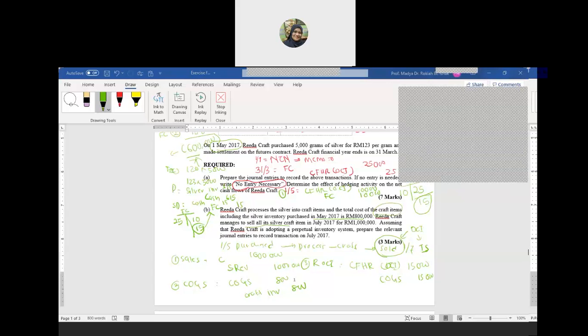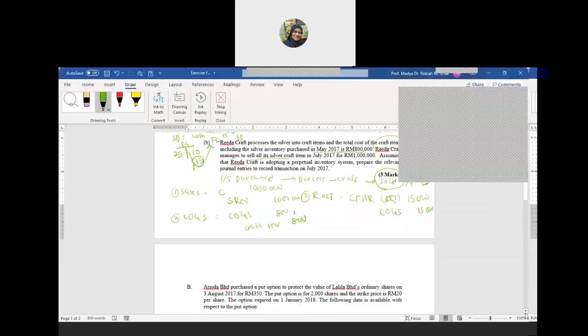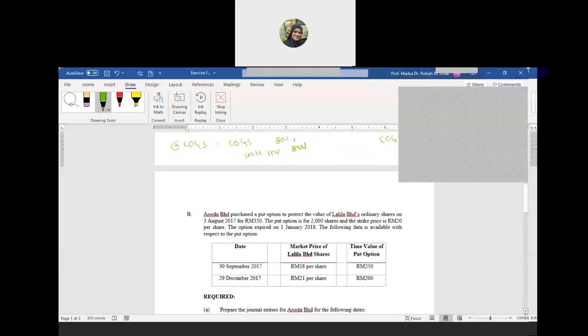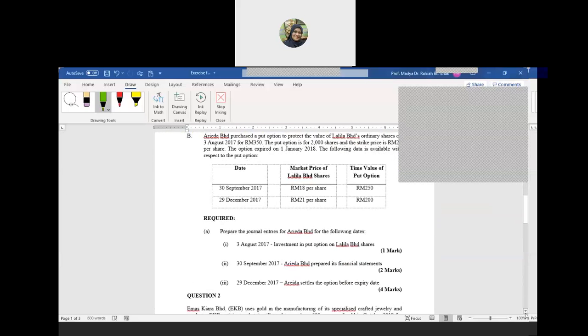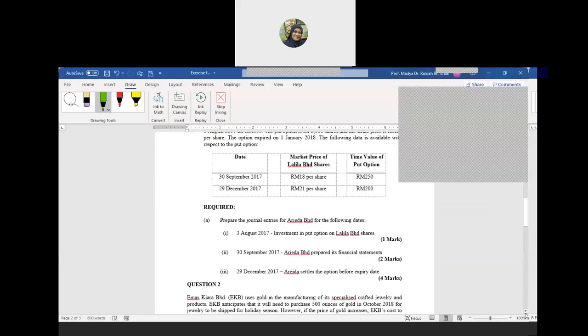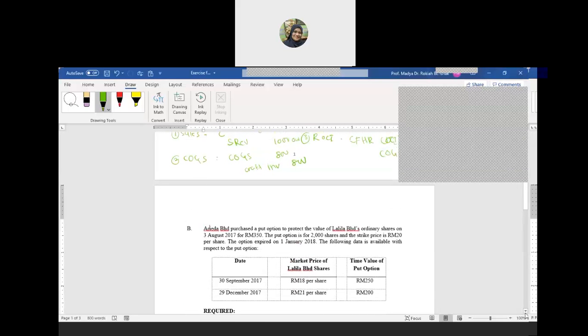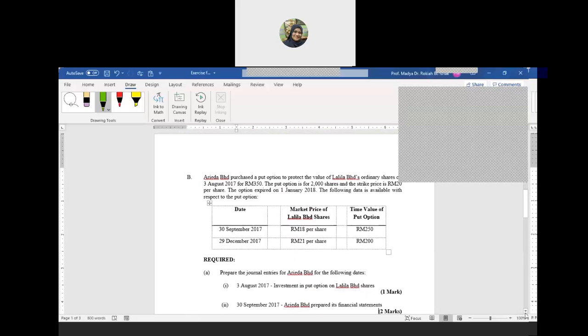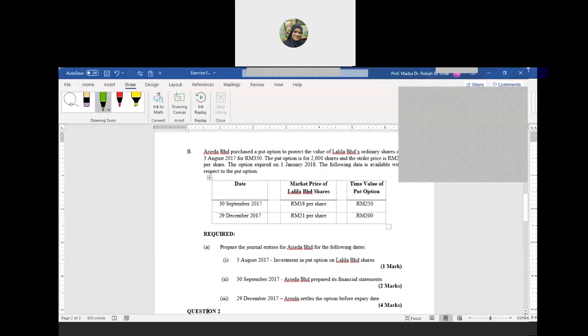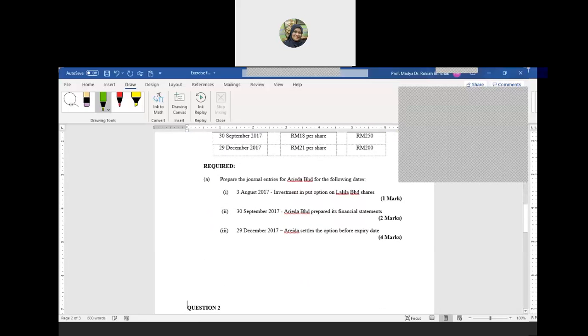Okay, the next question that we have here is a little bit tricky, and we keep that question for a while. This question here is a little bit tricky. So before you answer the question, we need to know a few things that need to be amended. The first thing that you need to amend here, we look at question B, Arida Berhad. Let me move this one a little bit here.